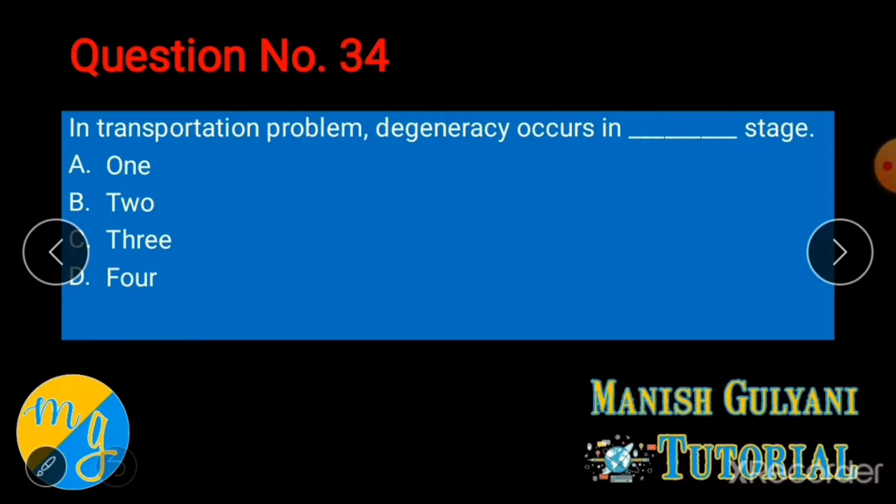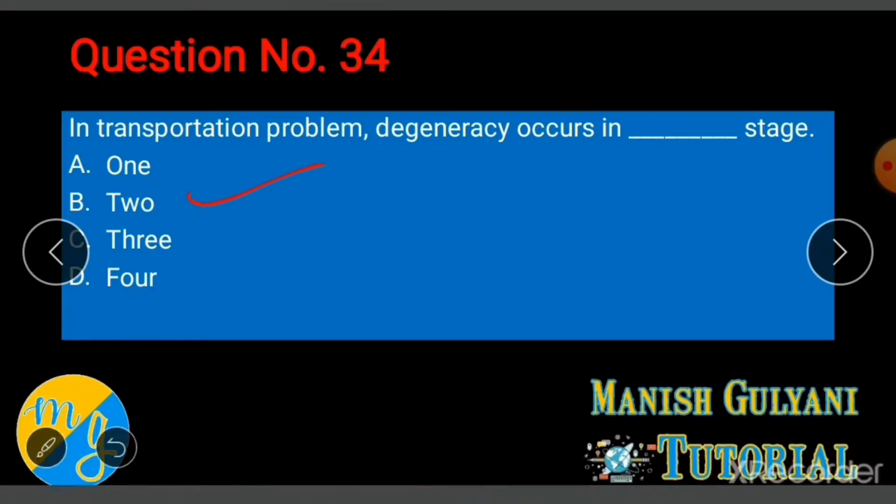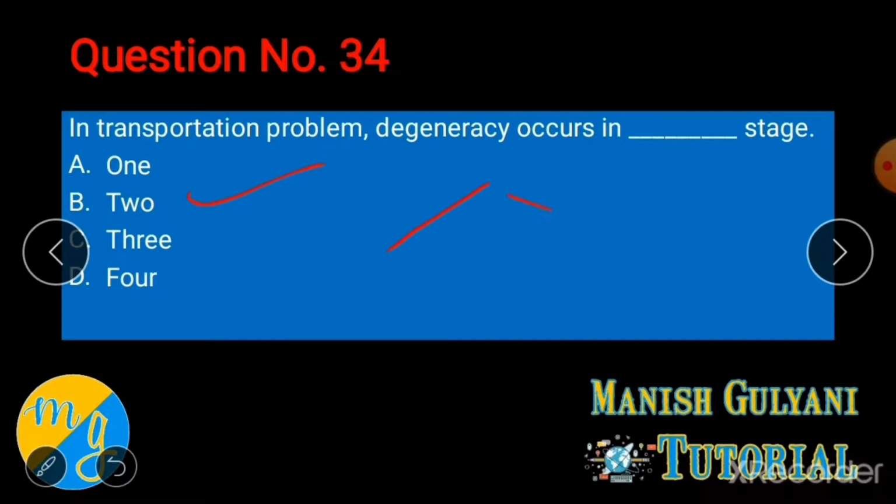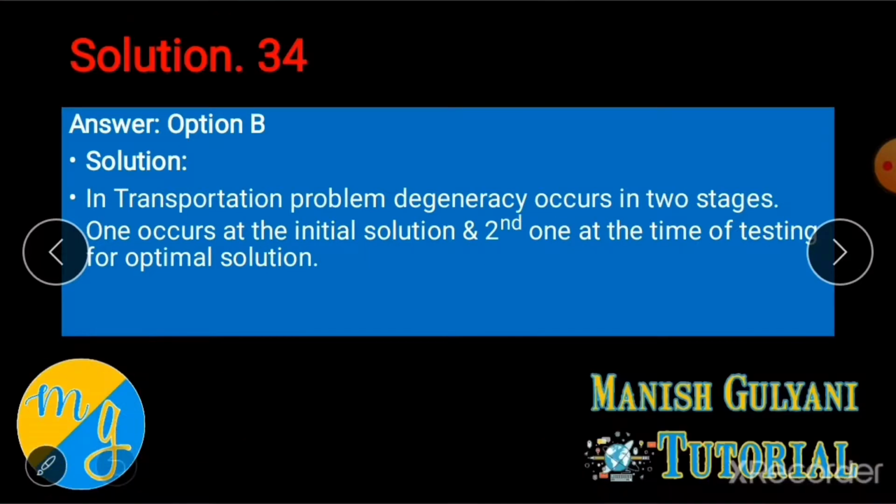Now question number 34. In a transportation problem, degeneracy occurs in how many stages: 1 stage, 2 stages, 3 stages or 4 stages. Again a very simple one. Option B, 2 stages. One is at the time of the initial solution, and the second is at the time of testing. Remember? So degeneracy always occurs in 2 stages. So option B is your correct option. The first stage is at the time of the initial solution, and the second stage is at the time of testing the optimal solution when you apply the MODI method.